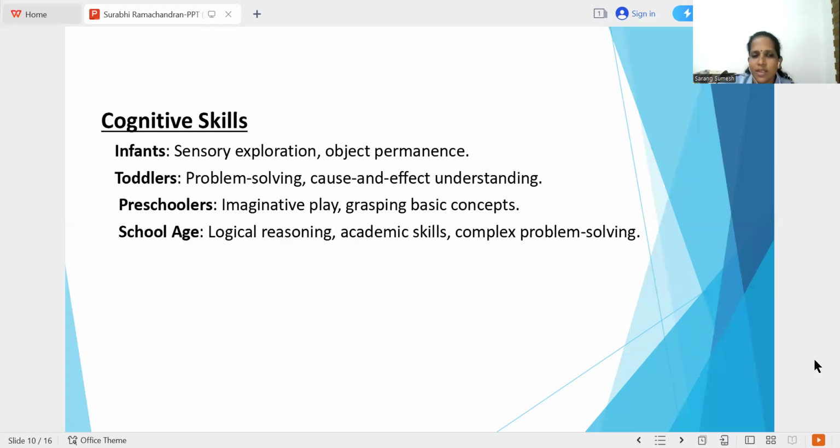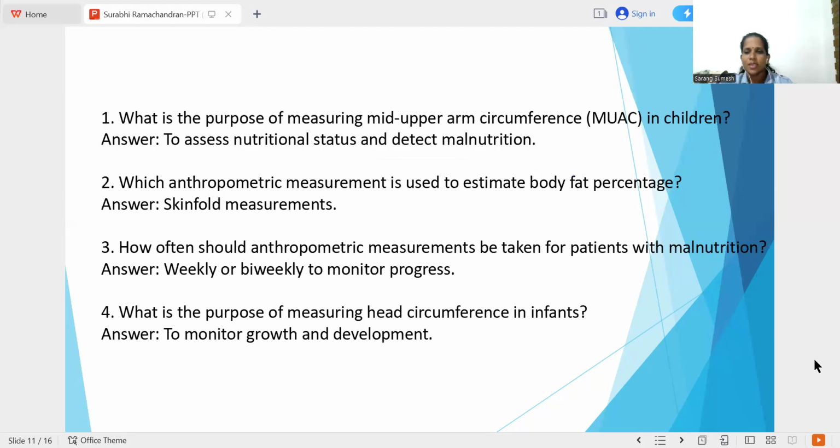Next, cognitive skills. In infants: sensory exploration, object permanence. Toddlers: problem solving, cause and effect understanding, imaginative play. Preschooler: imaginative play and grasping basic concepts. School age: logical reasoning, academic skills, complex problem solving. These are the main cognitive skills in different age groups. So these are the main important points in developmental milestones.